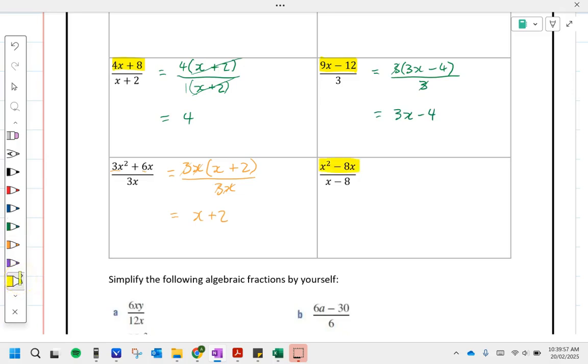Our top is not factorized because of that minus sign, so we need to factorize it. We can take out an x. X squared divided by x is x. Put a minus sign. 8x divided by x, the x's cancel, leaving us with just 8 all over x minus 8. Our denominator is still not factorized, so let's just put brackets around it, and now it's factorized. Now we can cancel those, and our answer is x.